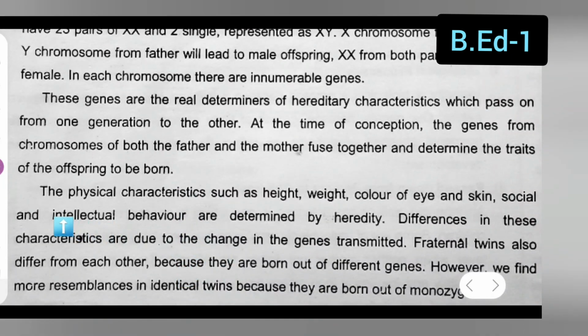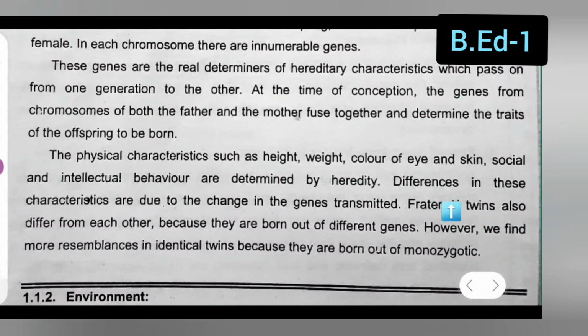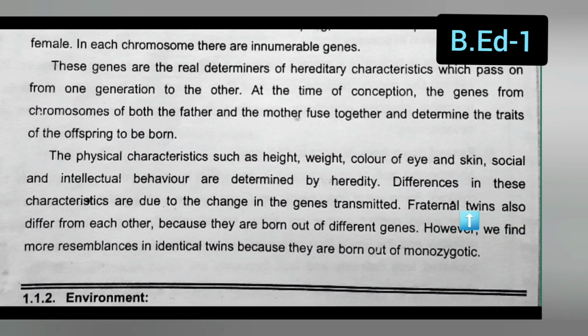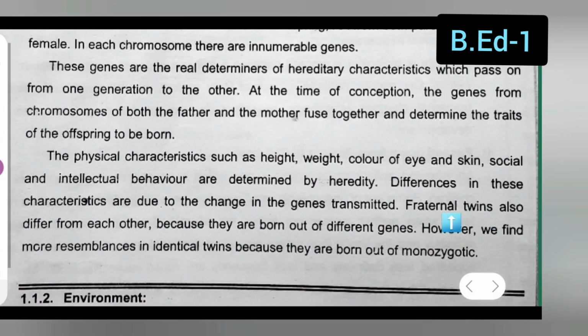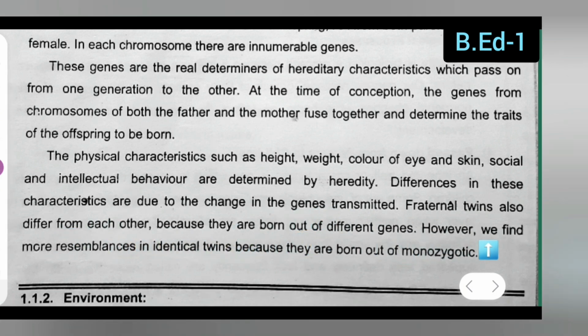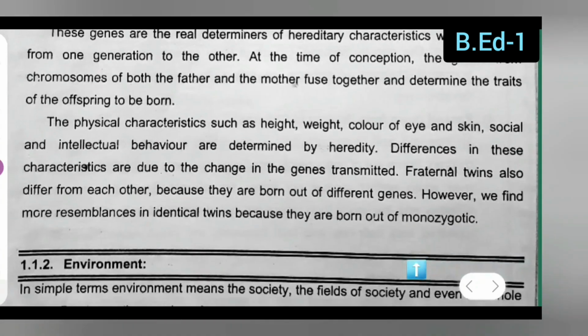Next part, the physical characteristics such as height, weight, color of eye and skin, social and intellectual behavior are determined by heredity. Differences in these characteristics are due to the change in the genes transmitted. Identical twins, fraternal twins also differ from each other because they are born out of different genes. However, we find more resemblance in identical twins because they are born out of monozygotic.